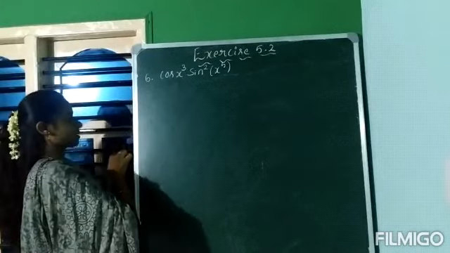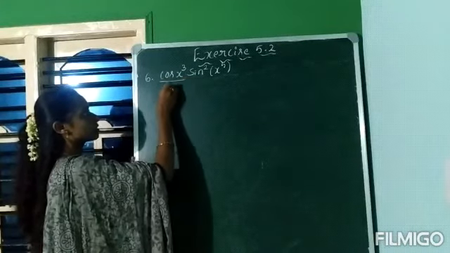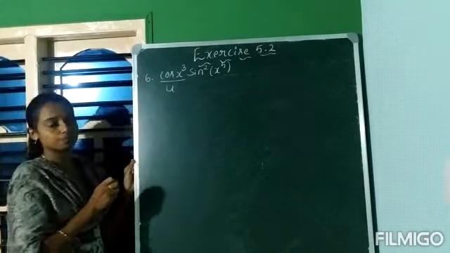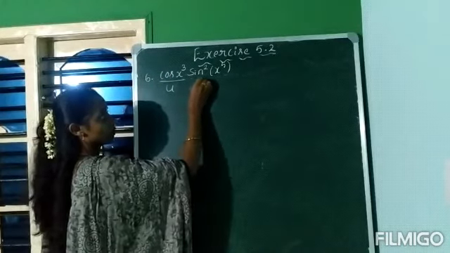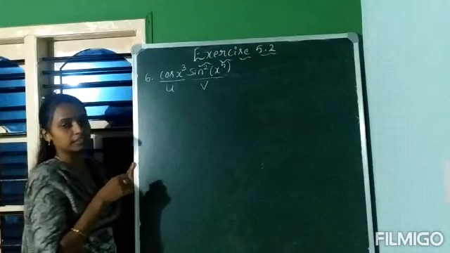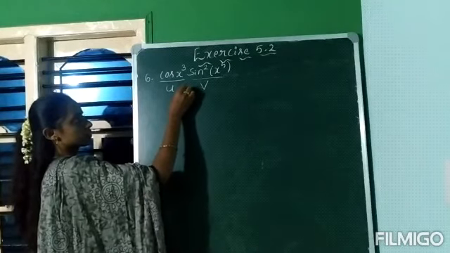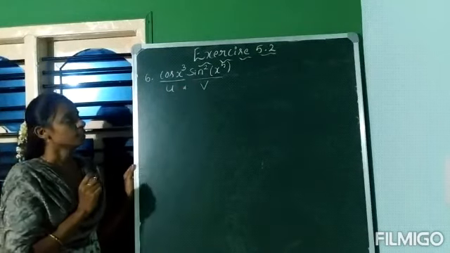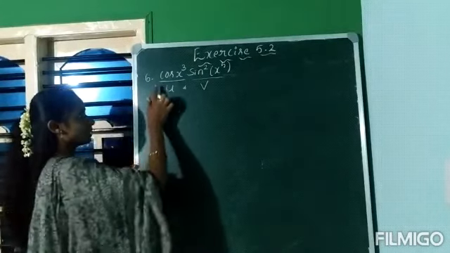Now, you can take this as one complete function and call it u. And this is another complete function, you can take it as v. Now, you should go with the product rule, that is the uv rule. So, now I just go with that.